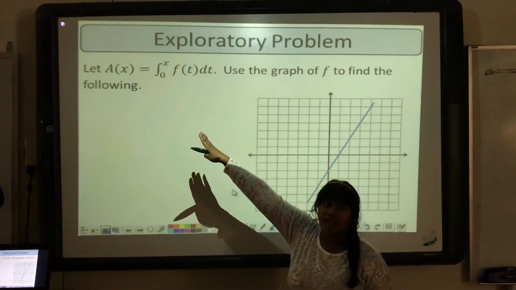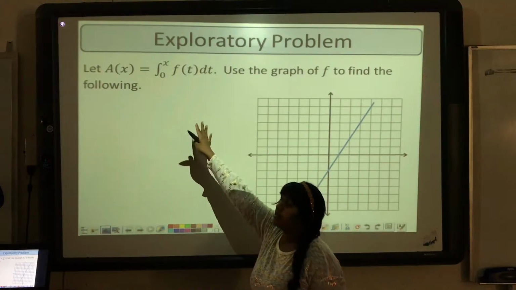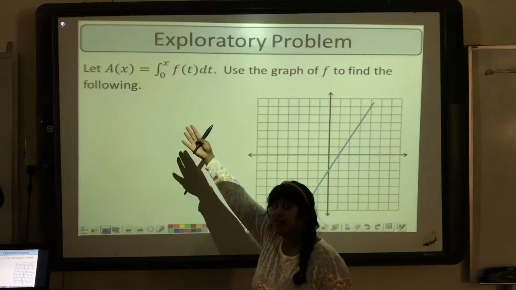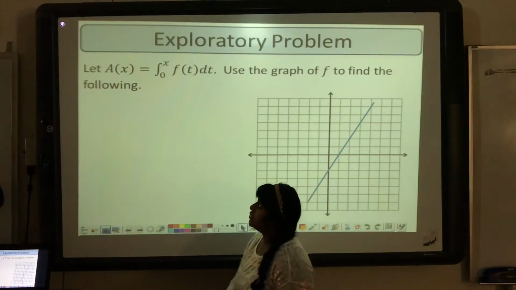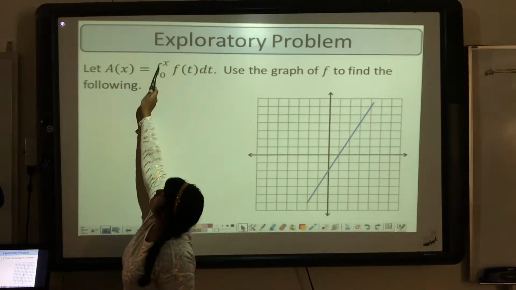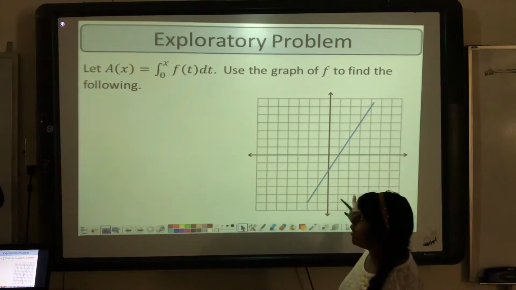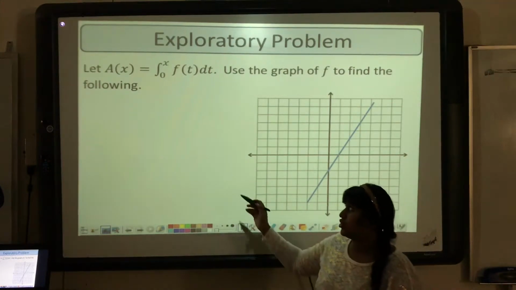So let's assume that some function, big A of x, is going to be equal to our definite integral from 0 to that value x of f of t dt. Well, first of all, this x value, whatever x value I place here, is going to have to go right here according to this function. So let's use this graph to figure out some of these questions.